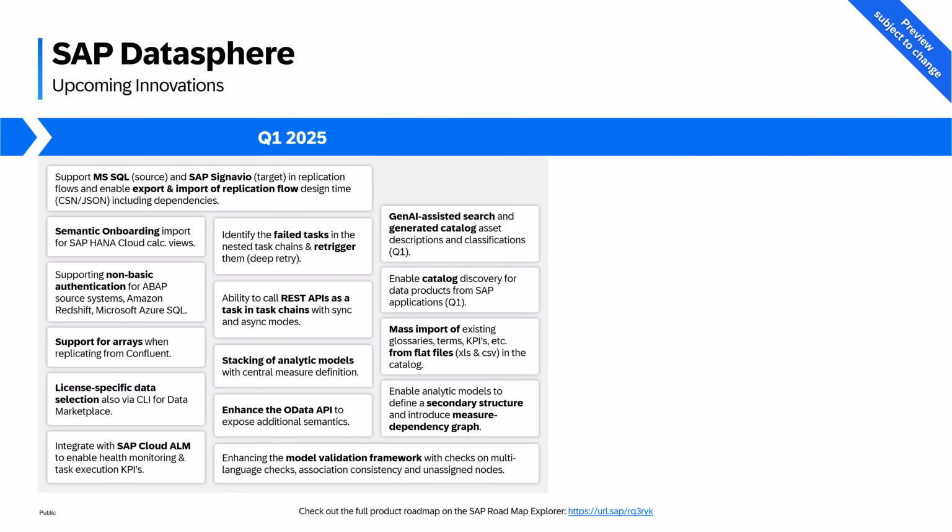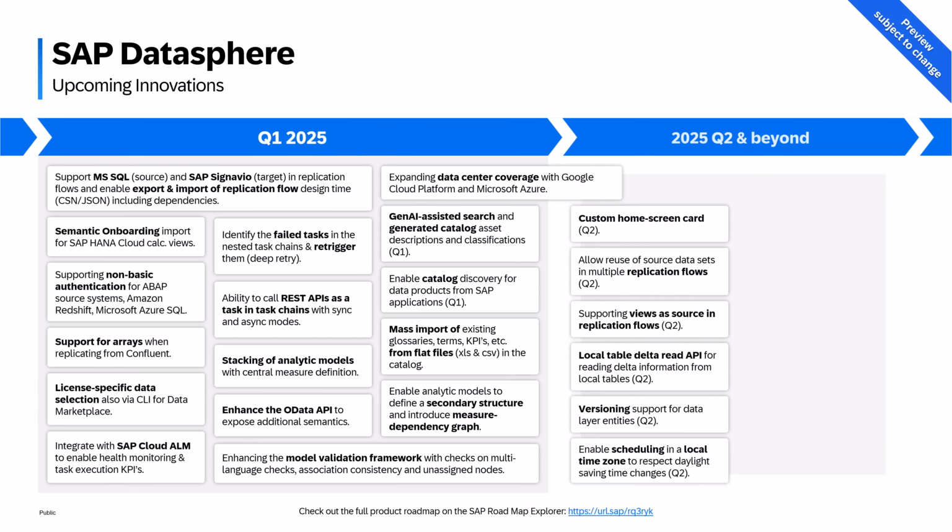And AI assisted search as well as generated catalog assets is also an interesting one, because you don't want to always type all the descriptions. This will give you then a generated catalog entry. You can of course adjust it and enhance it however you like, and/or directly adopt it in order to boost your efficiency in generating catalog assets.